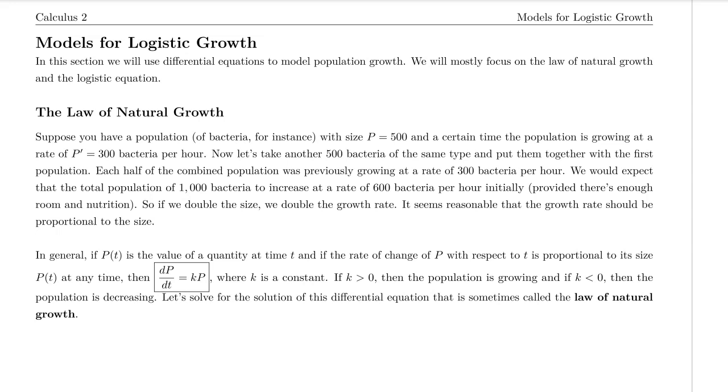In this video, we're going to be talking about models for logistic growth. In this section, we will use differential equations to model population growth. We will mostly focus on the law of natural growth and the logistic equation.